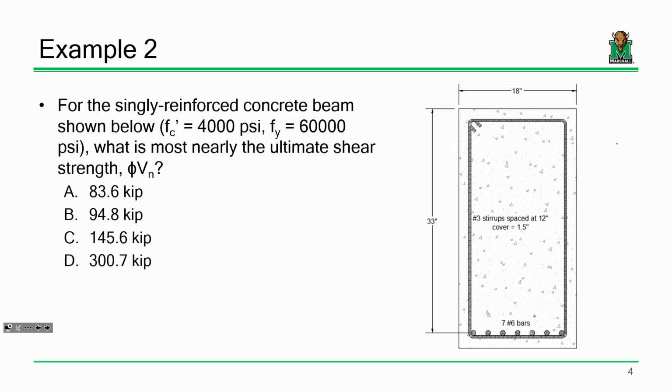We've got 7 number 6 bars on the bottom, and then the big thing is our stirrups. Remember, our stirrups are meant to resist what type of force in a beam? The shear. This one we have number 3 stirrups spaced at 12 inches. We have a 1.5 inch cover, although that shouldn't matter too much to us. And our question is, what is the shear capacity? Pretty straightforward problem, isn't it?